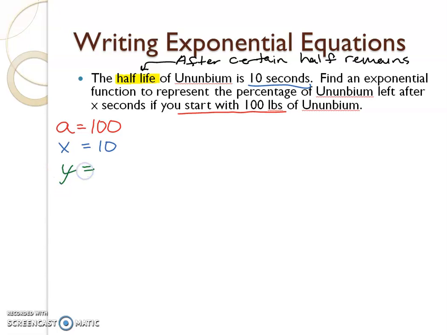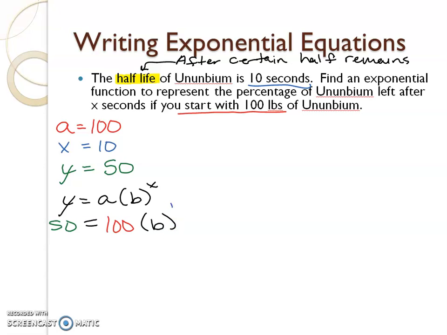So my y value, my n value, if I start with 100, after 10 seconds, how much is left? If I start with 100 after 10 seconds, half of it will be left. So I do know my n value. My n value for this is 50 because half of it remains. So I'm going to plug that into my equation. Y equals A times B to the x power. Go ahead and plug in. I've got 50 equals my A, which is 100, times my B, which I don't know, to the 10th power.